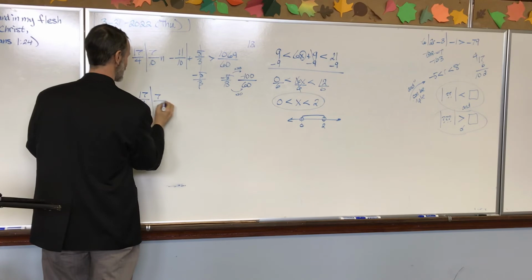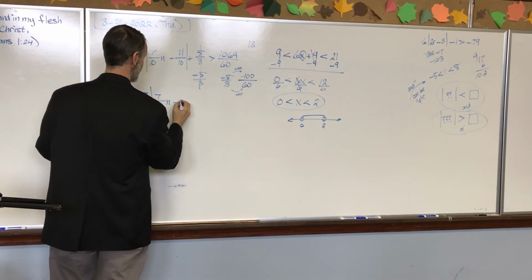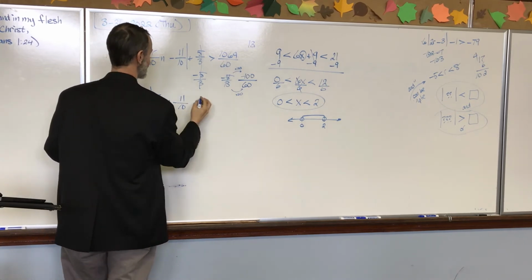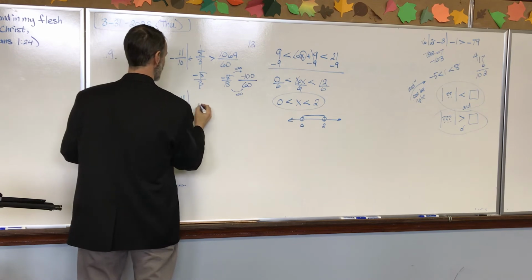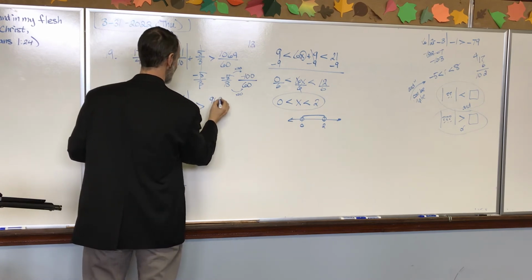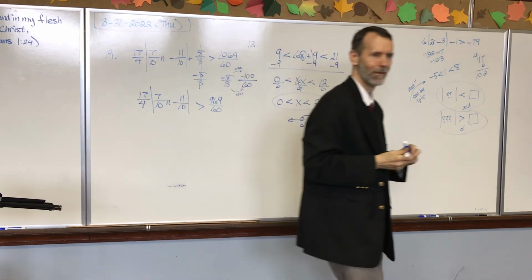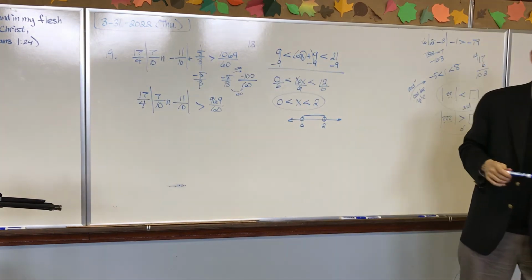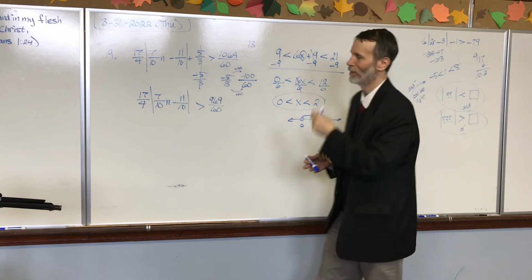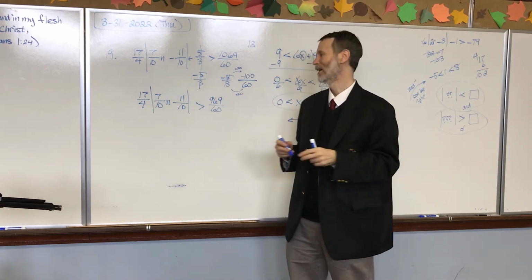17/4, let me just recopy this. 7 over 10n, absolute value, 969, correct. Is greater than 969 over 60. Now what do you do? What do you get rid of next? The 17 over 4. How? Divide by it. How do you divide by a fraction?